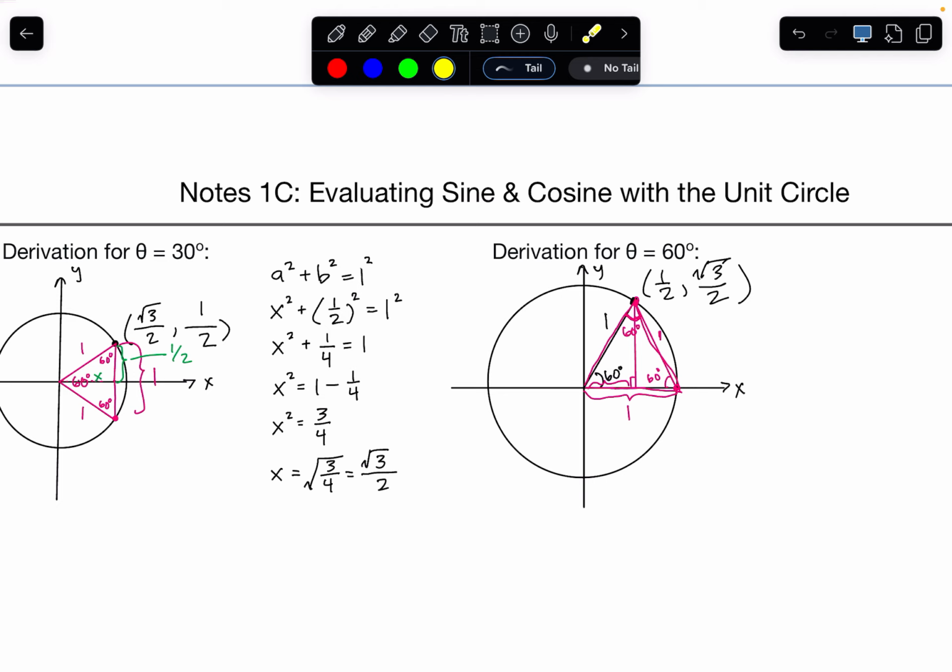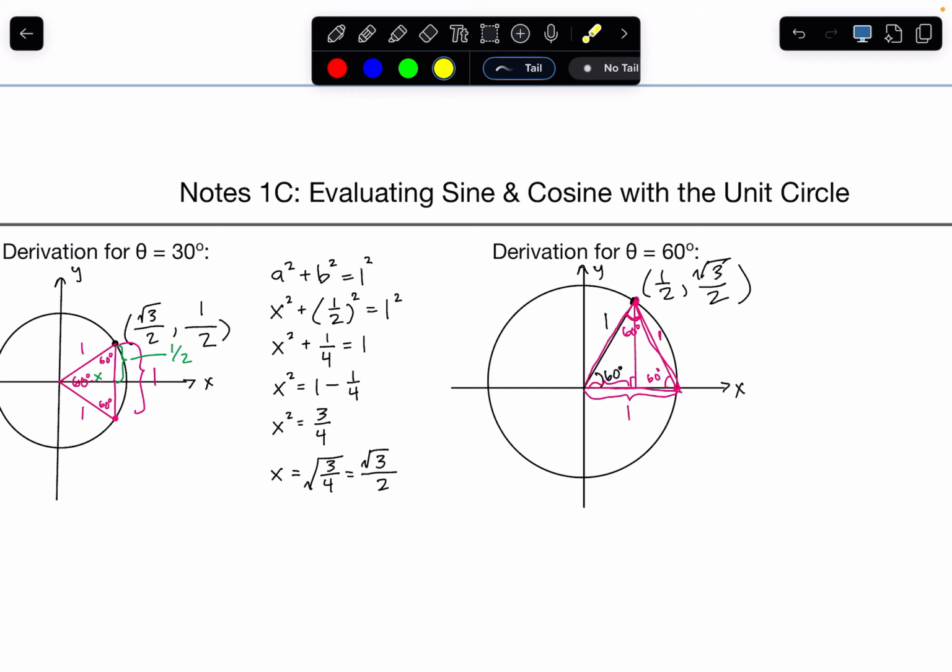Good. Okay. On your test, I'm never going to ask you to reproduce those, but I thought it was good to see where those numbers are coming from so it doesn't feel like you're just randomly memorizing numbers that were pulled out of thin air. Those were calculated using something we're familiar with, Pythagorean theorem.